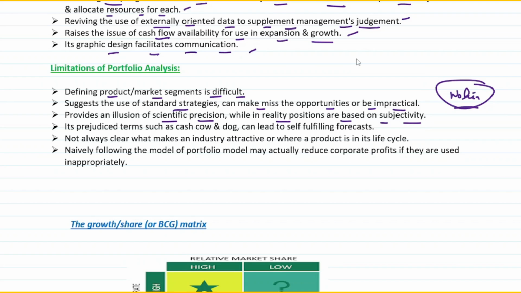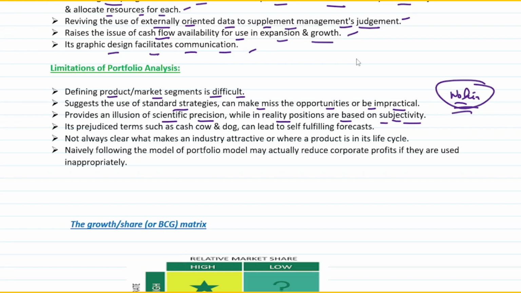So that's what it says. It provides an illusion of scientific precision. Nokia, because they were successful in that keypad system, continued to do that. But in reality, positions are based on subjectivity. That means whatever is happening in real life or in the present situation, you have to adapt accordingly. If you miss out on that, then you will be losing market share. So that's what it talks about.